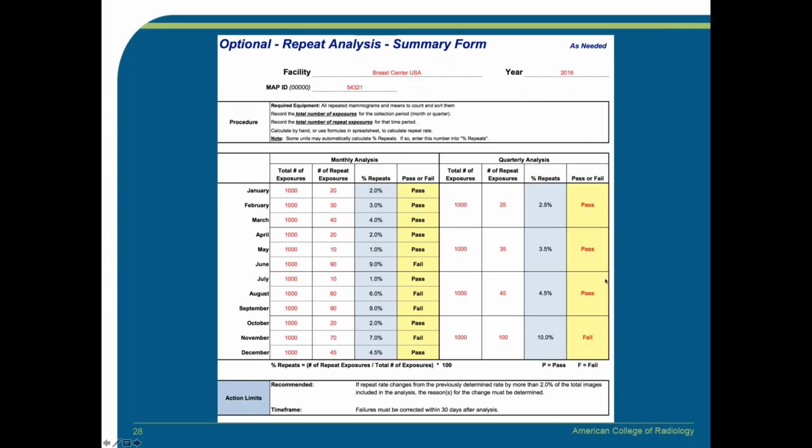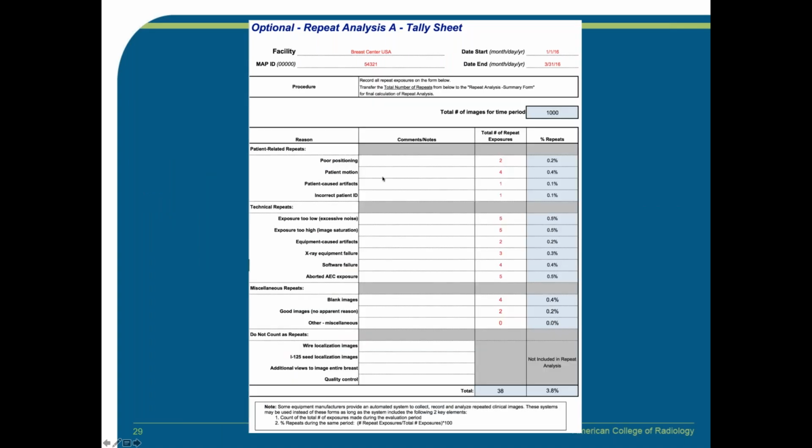Repeat analysis, we have provided two types, a couple different forms if you choose to do repeat analysis. We have a summary form that does the entire year and does the calculations for you in our spreadsheet. So if you do a high volume facility, you may want to do a monthly. If you're a lower volume, you may want to do them quarterly. So with one form, it can kind of calculate your repeats. We have then a worksheet.